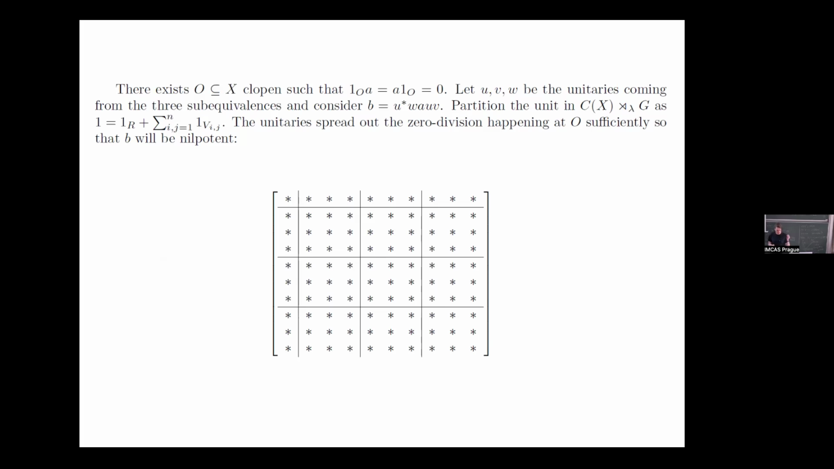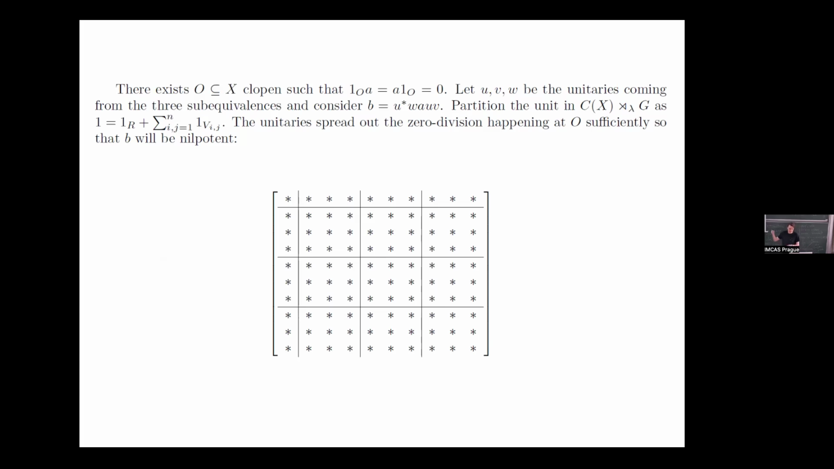Okay, and then these three subequivalences that I've described give you three unitaries, U, V, and W in the cross product. And you can conjugate this original element A in some way by these unitaries. The order is not so important. But then because I've got this partition of my space X, I can write the unit in the cross product, which is the indicator function of X, as a sum of indicator functions of each of the elements in my decomposition. So I get kind of a partition of unity, if you like.